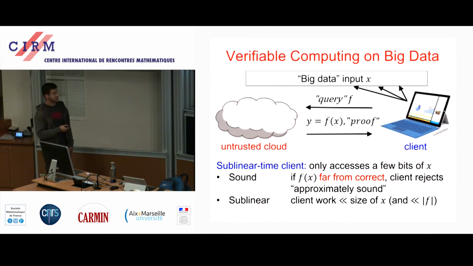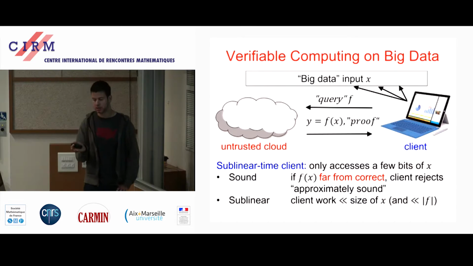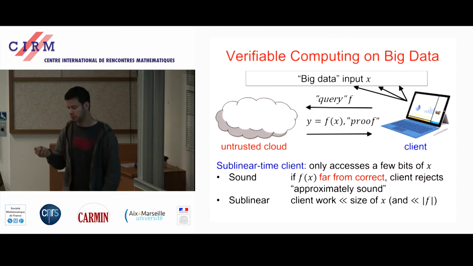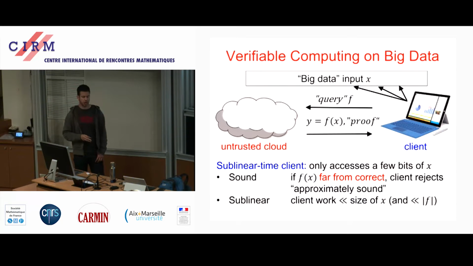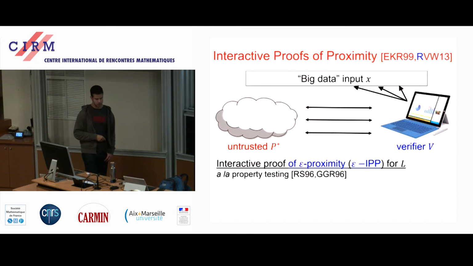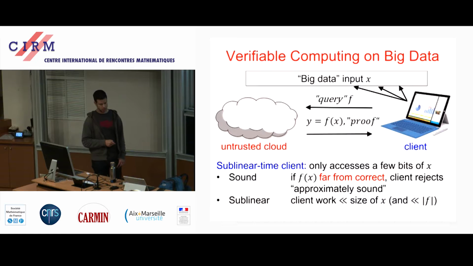And with this, this is a relaxation of soundness, right? If the cloud or the prover is cheating by a little bit, then we're not guaranteed to catch that, and that's fine when we run in sublinear time. But what we gain is that the client work is going to be much smaller than the size of x, and of course much smaller than the complexity of computing f. This only makes sense for functions that don't look like parity.